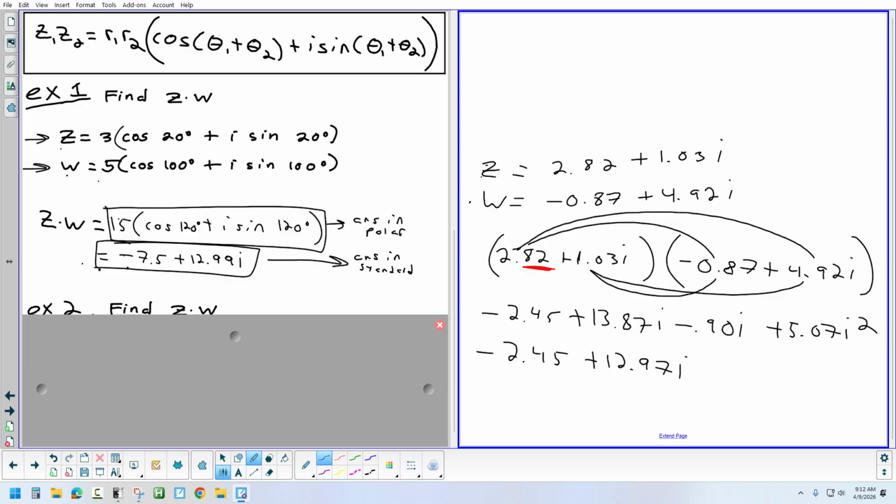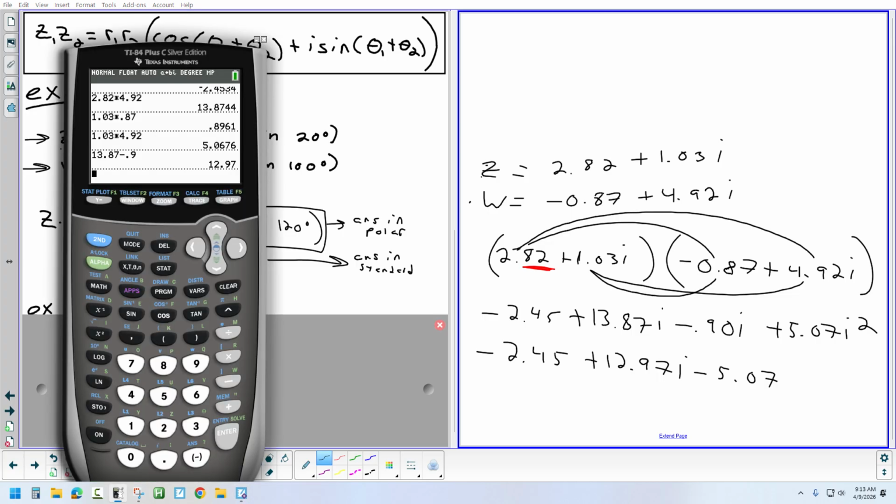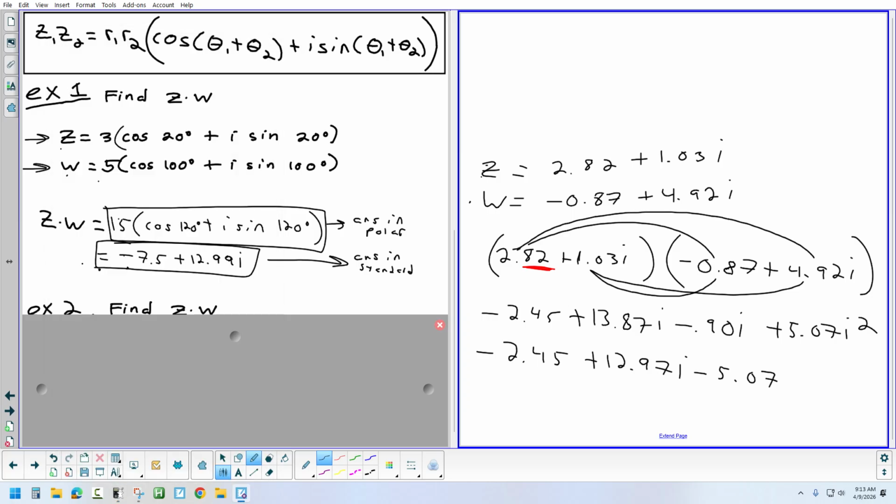And i squared is what number? Negative 1. Yep, so this is minus 5.07. So let's combine the negative 2.45 and the negative 5.07 and see what we get. Negative 2.45 minus 5.07 gives me negative 7.52, and we had negative 7.5. Yep. So we do end up with the same thing.